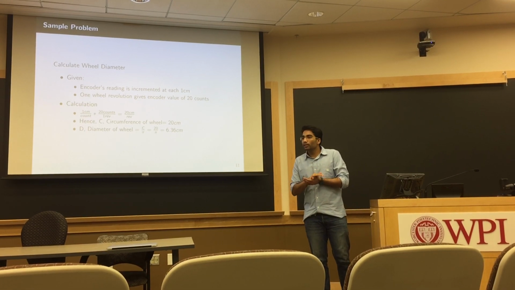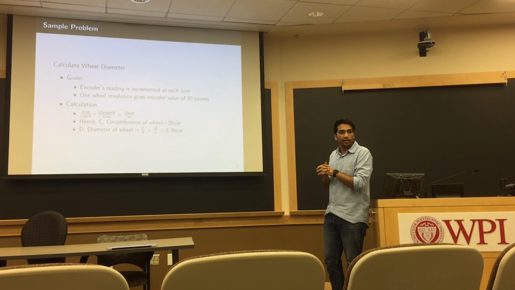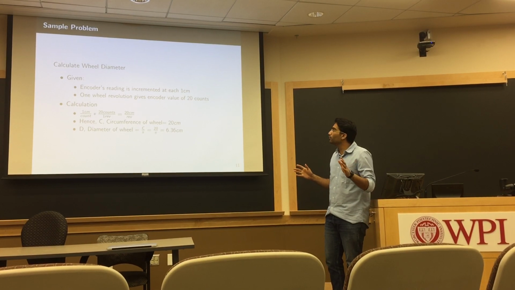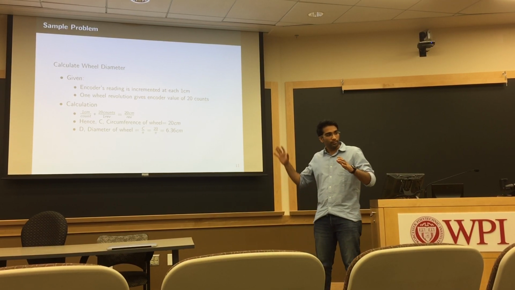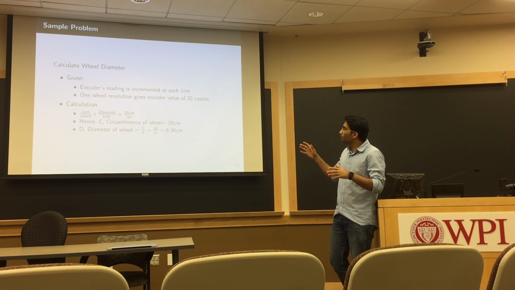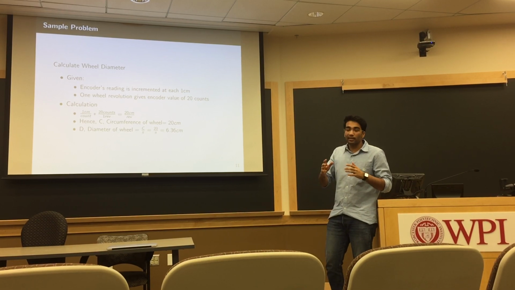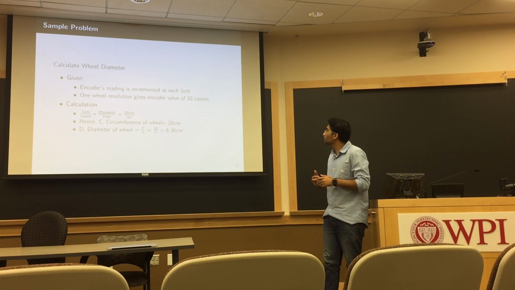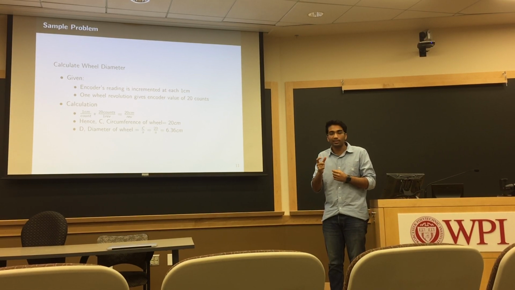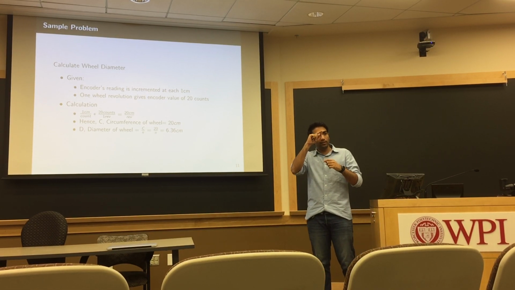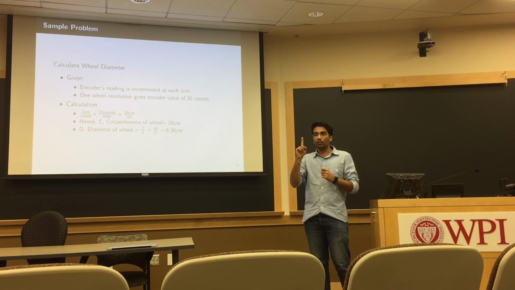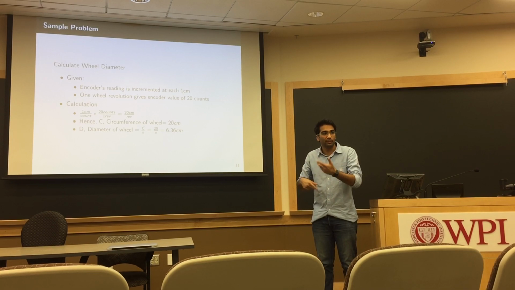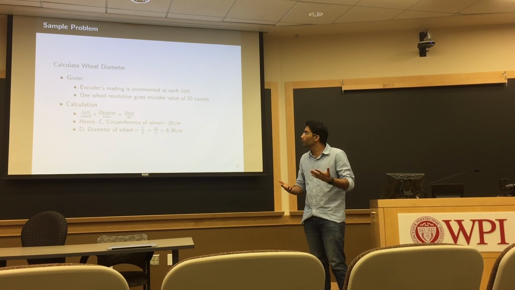Now, let's take a look at a simple example where we find the wheel diameter. Now, what's given to us? Let's see. The problem is right here. It's given to us that the encoder's reading is incremented at each 1 centimeter, right? So every time there's a distance traveled of 1 centimeter on the wheel, the encoder gives out tick 1. It's a +1, it's incremental. It keeps on adding with time.